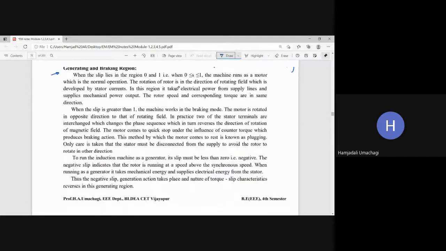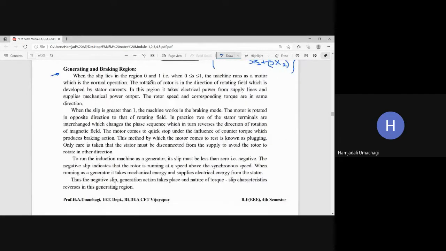Now let us see the explanation here. The machine runs as a motor for s equal to 0 to 1 in that range. The rotation of the rotor is in the direction of the rotating magnetic field, which is developed by the stator current.